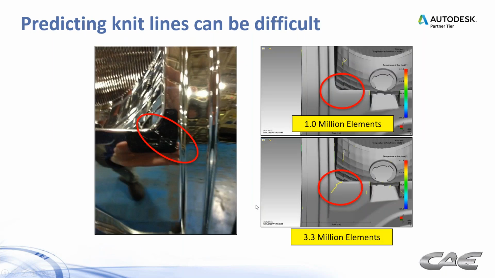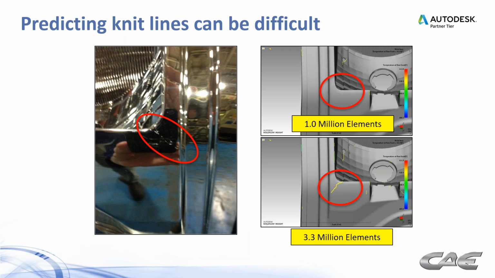Another issue we come up with is the predictions themselves sometimes can fool you. So, if you haven't done a lot of Moldflow work, you could get yourself in a situation where it may not pick it up if you haven't meshed the part densely enough. Here's a situation right here where a knit line formed in the corner.